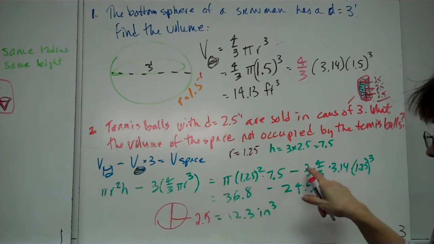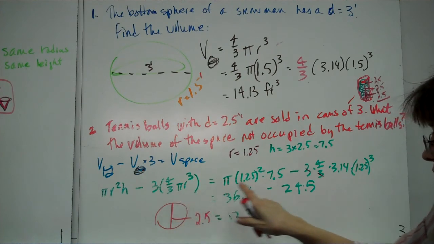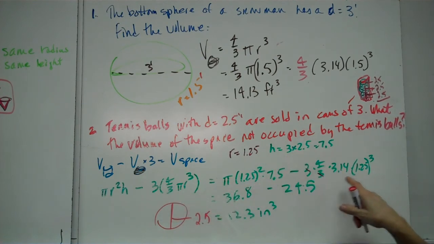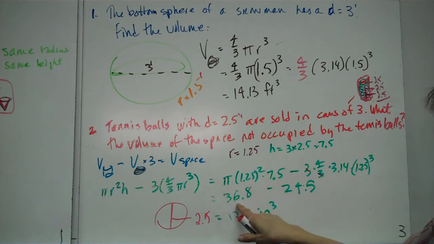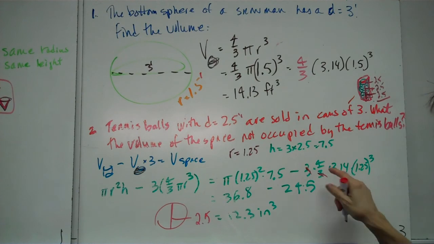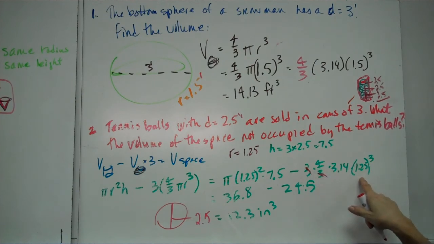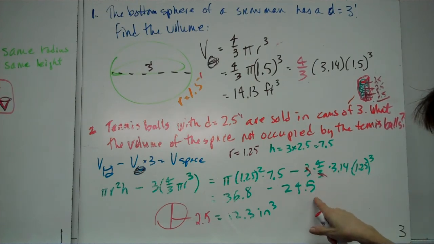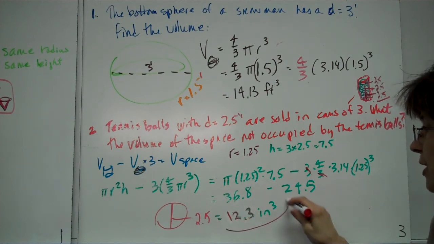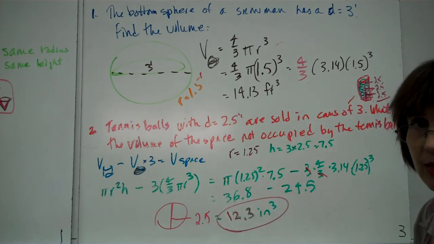Then I subtract 3 times all this with the sphere, and all I need for the sphere is the r, and that was 1.25. Then I worked all this out, and I got 36.8. When I worked the sphere part out, you can cancel the 3's, right? They reduce each other. So you just really got 4 times that thing cubed. When you work it all out, you got 24.5. And then when you subtracted it, you got 12.3 inches cubed is the volume of the space left inside.